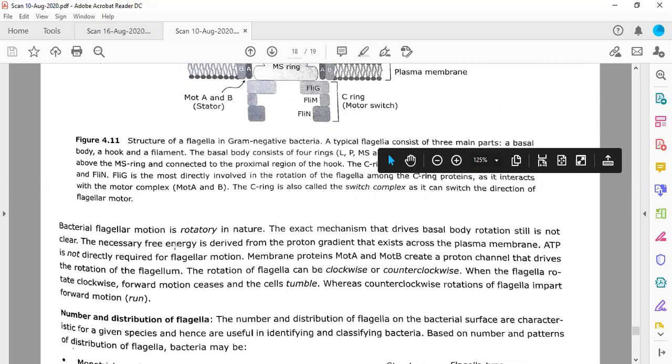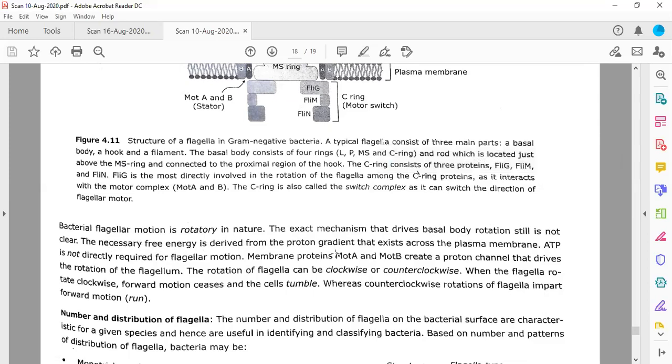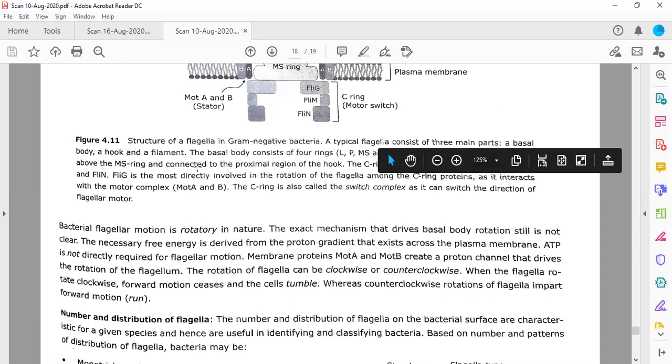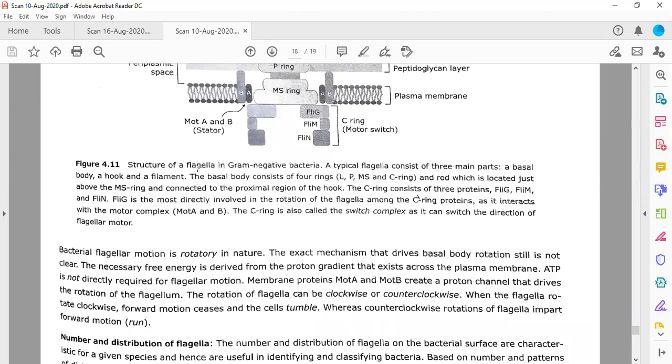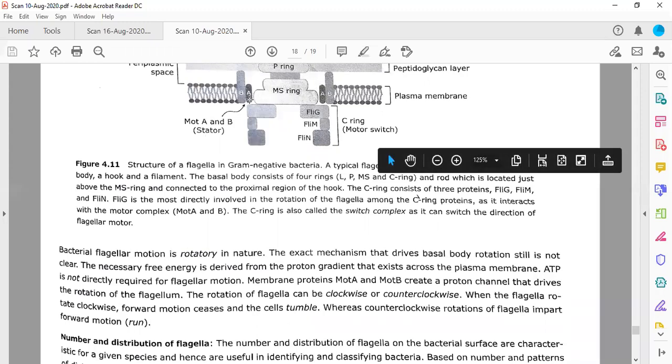The necessary free energy is derived from the proton gradient that exists across the plasma membrane. ATP is not directly required for the flagellar motion, unlike archaea, as we have seen, where ATP is directly consumed by the flagellin I protein. But here in the bacteria, the ATP is not directly consumed, but the H positive ion gradient is actually used to rotate this particular flagella.